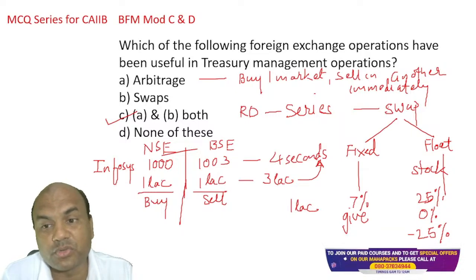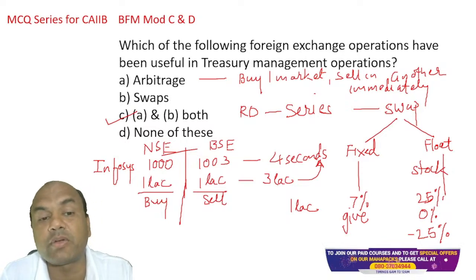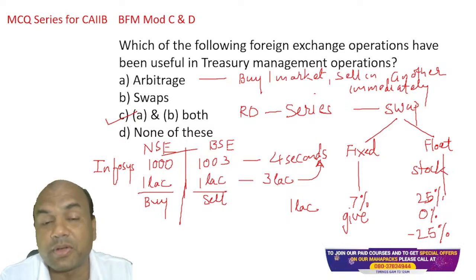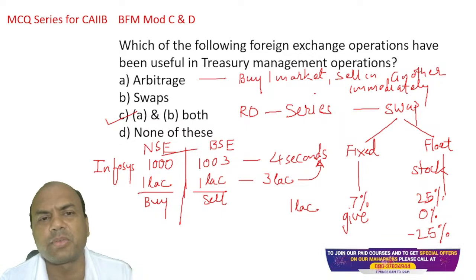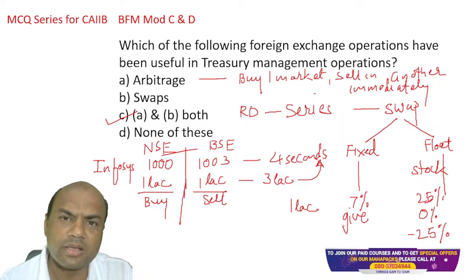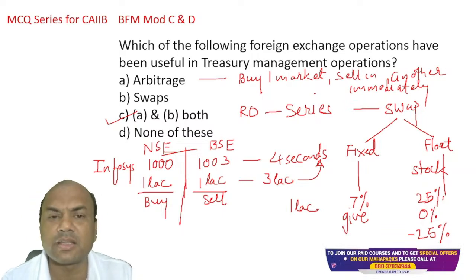Everyone got this? Swap and arbitrage, very important terms. These are the derivative instruments. There are almost 7 derivative instruments, 7 to 8. That's why I'm saying join the classes, paid classes, because I won't be able to cover everything over here. Okay, there are many others, FRA, forward, future. So we'll cover it in the classes. Okay, so now the answer is A and B both.